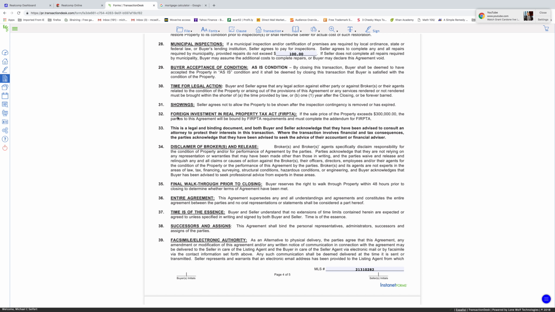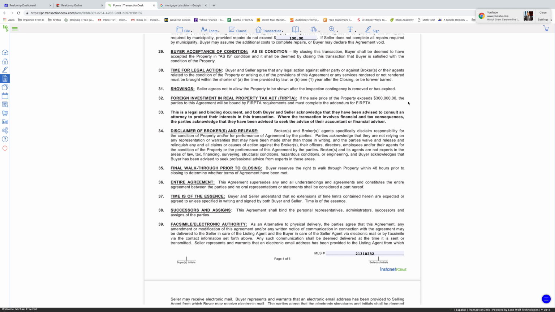32, Foreign Investment in Real Estate Tax Act. This is a government thing. If the sale price exceeds $300,000, the title company will handle that. They just have to fill out extra paperwork. There's extra requirements. So for that, if it's someone maybe from China, there's a lot of people actually coming out from different countries buying properties.